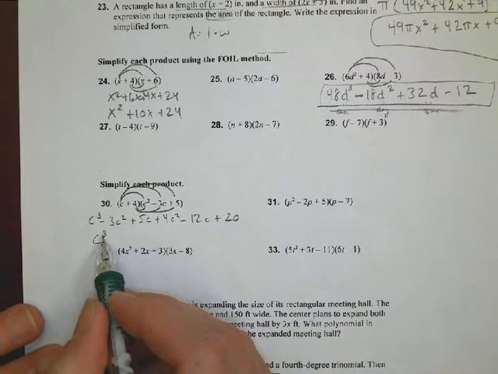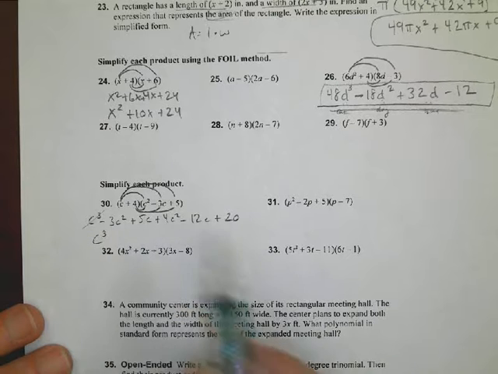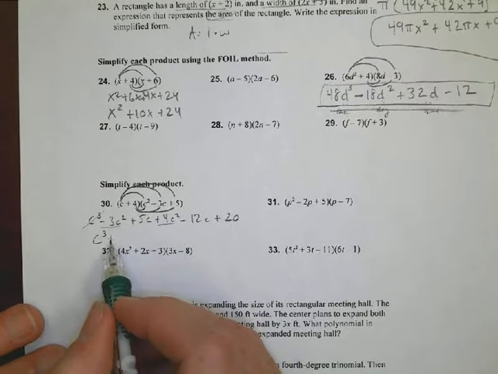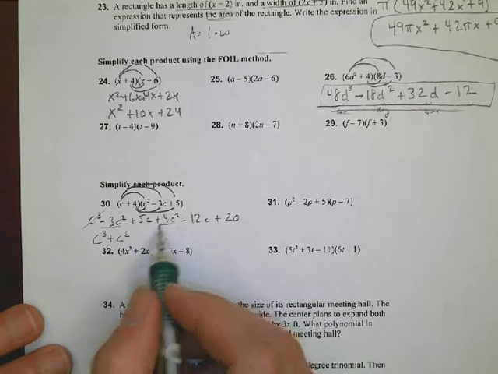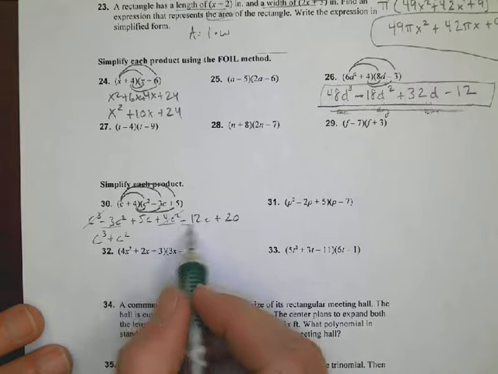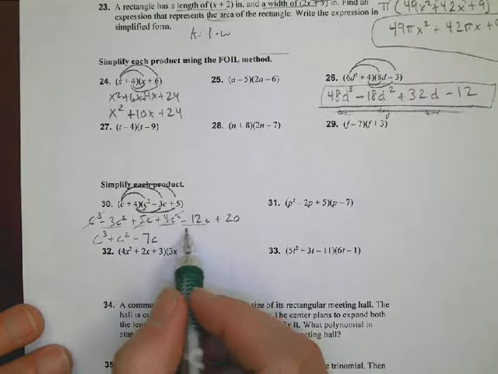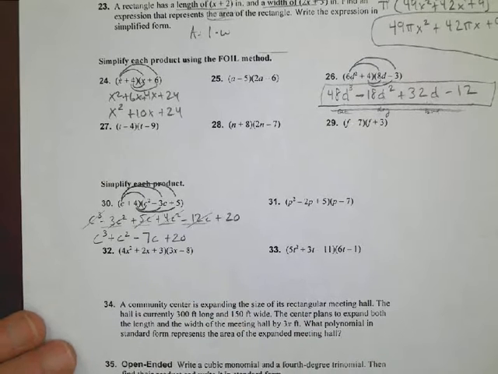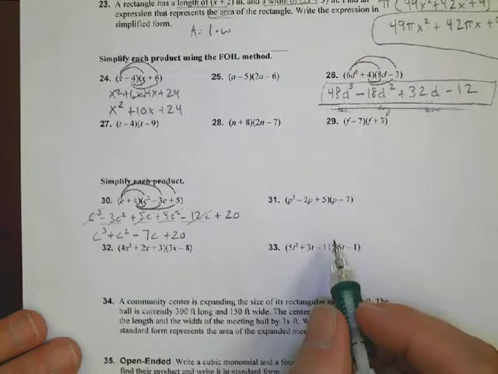Now I need to combine things that match up. I only have one cube number, so c to the third is right there, no problem, got it. Alright, and maybe I crossed it off so I have it. I have c squared terms, so I have a 4 and a minus 3. 4 minus 3 is 1, so I'm going to have plus 1c squared. So I have those. For the c's, I have negative 12 and positive 5, so I'm left with a negative 7c. And I have just a 20 as my whole number left over at the end for that one. Alright, and that's the idea for all these here.